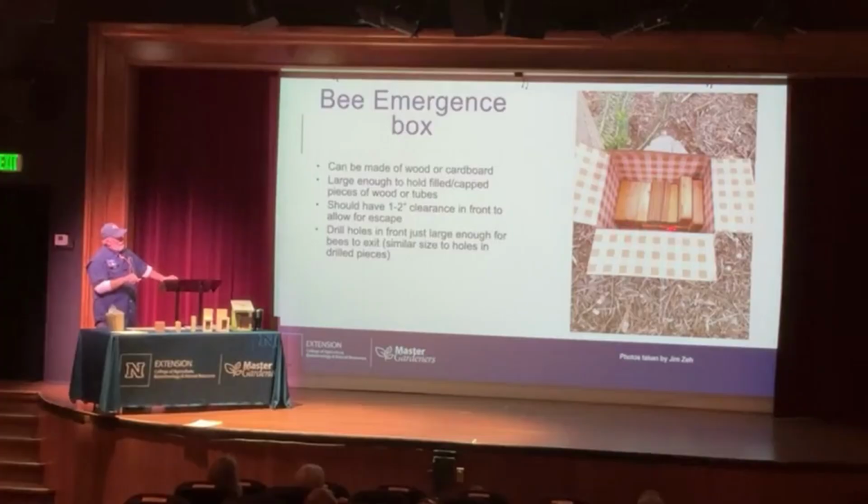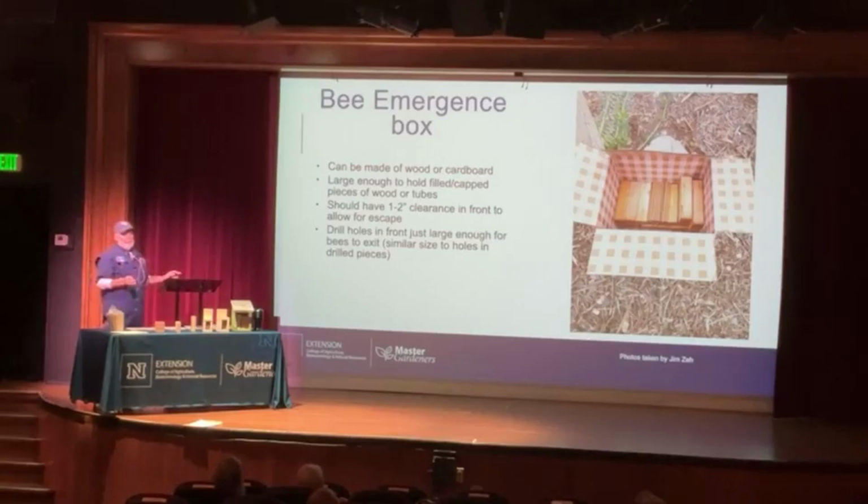Shoebox. I have a little gap in the front with 1, 2, 3 holes drilled in it, pushed in it, screwdriver pushed in it, whatever, just so that when the bees hatch, they'll be able to see the light and find their way out. I close it up so predators can't get into it, and then I sit it in the sun. The emergence boxes can be made of wood or cardboard.